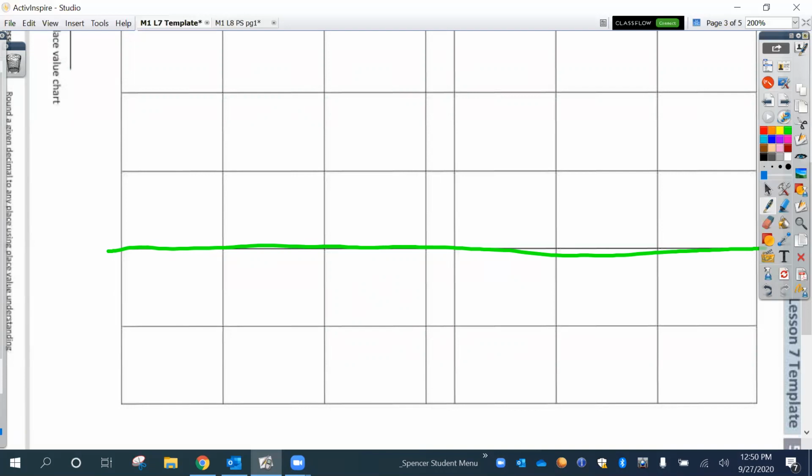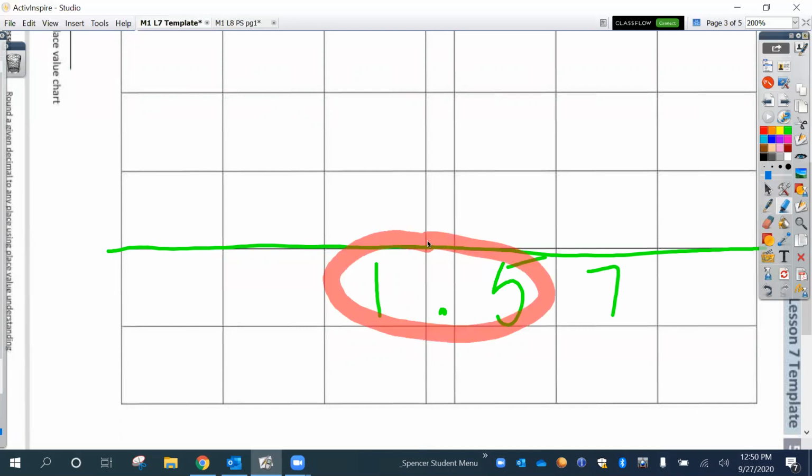So I would like us to represent 1 and 57 hundredths in our place value chart. And I want us to think about regrouping. Well, we can regroup by shifting this 1 and decomposing it back into its tenths. So really we have 15 tenths and 7 hundredths.